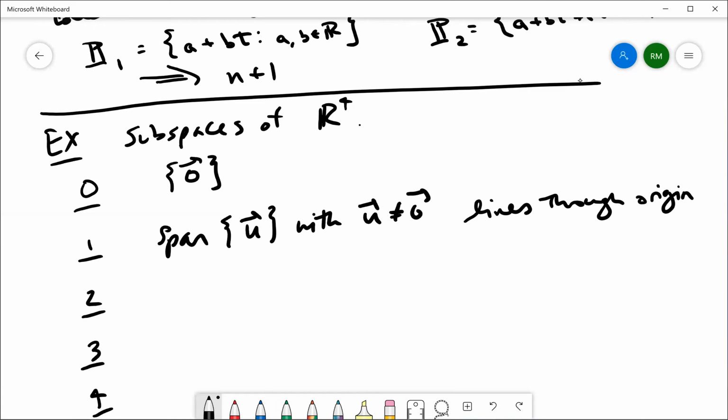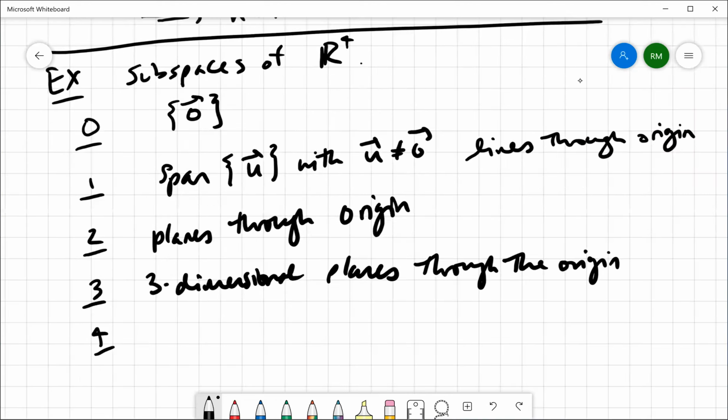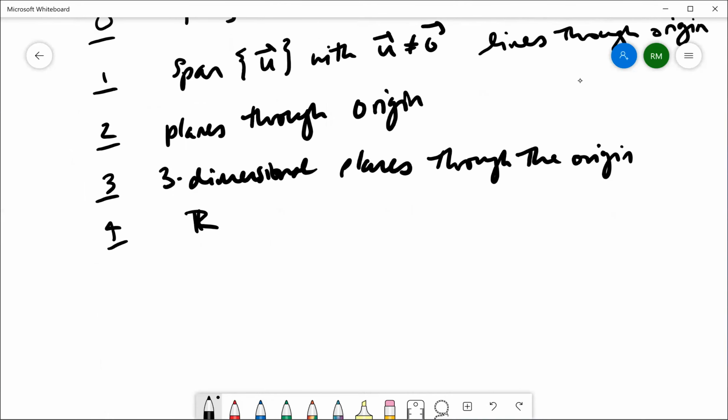Well, these are planes through the origin. Three-dimensional subspaces are what we call hyperplanes through the origin. What about four-dimensional subspaces? How many of those are there? There's only one, and that's all of R4.